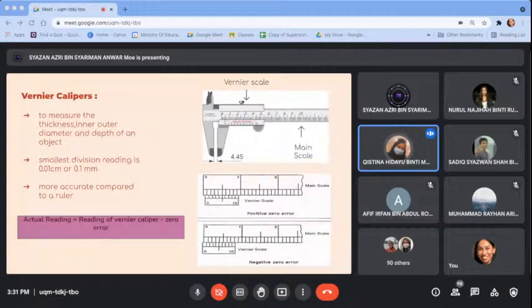To obtain the actual reading, if we use this instrument, we have to use this formula, which is actual reading equals the reading of vernier calipers minus zero error.